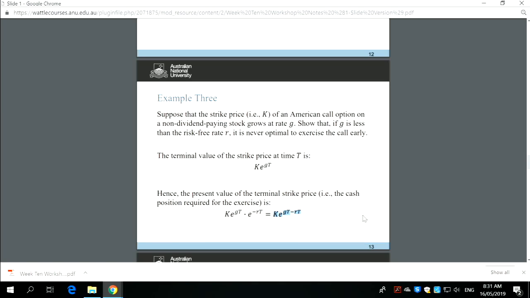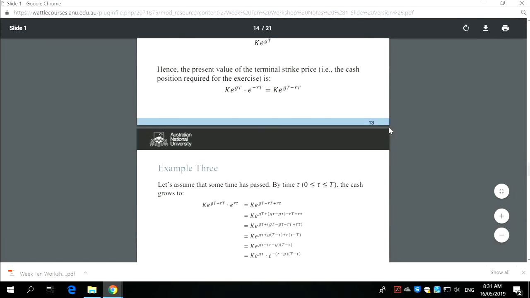Okay, now we have the present value of the strike. What we try to demonstrate is that it's not optimal to exercise at a point in time earlier than the terminal point, right? We know the terminal point is time T. Let's find a point in time halfway through the holding period. Starting from today, time equals 0, and halfway through the holding period we reach the point tau, t equals tau, all right?